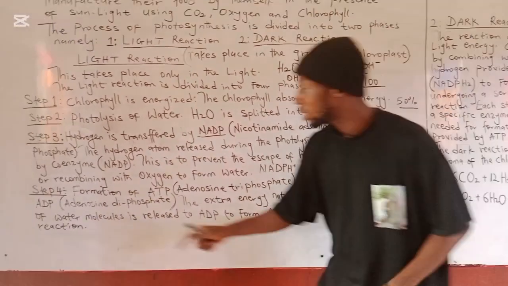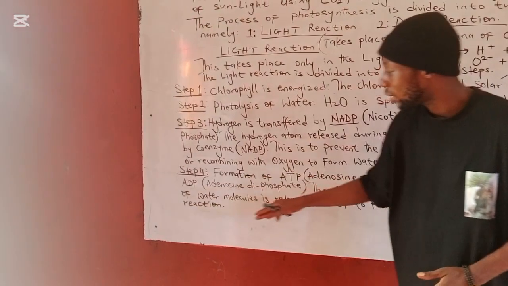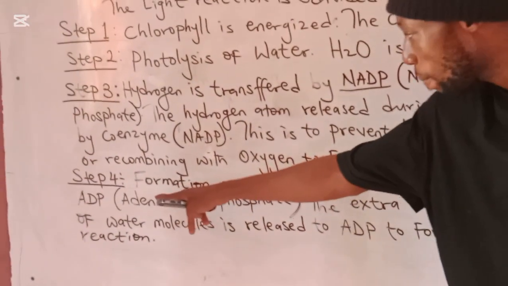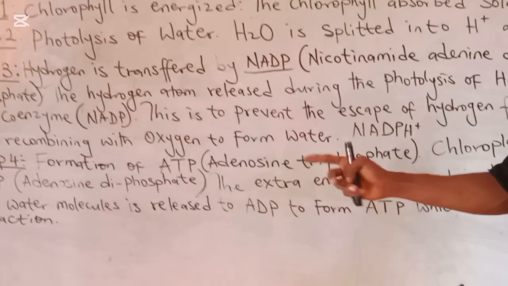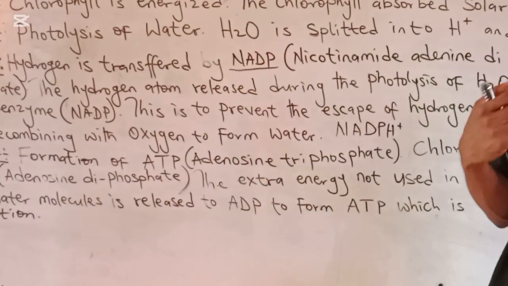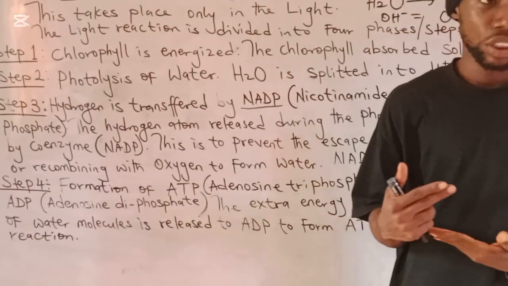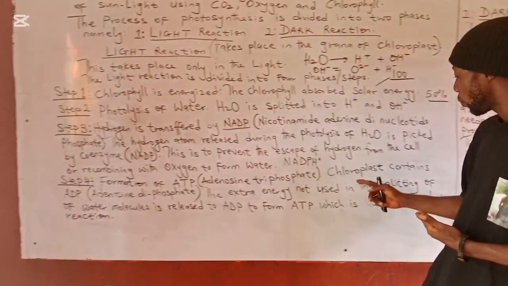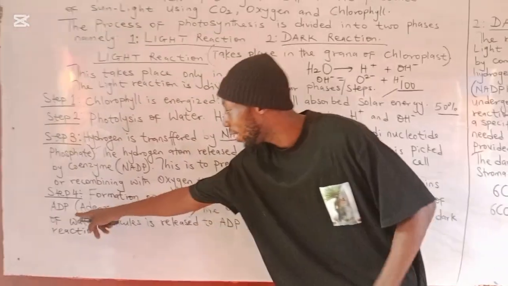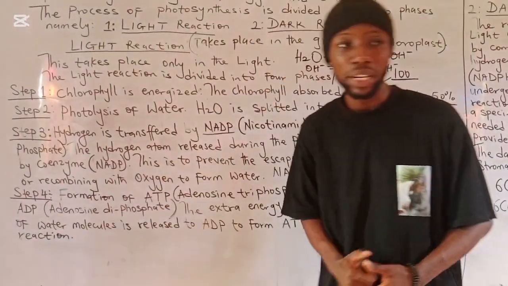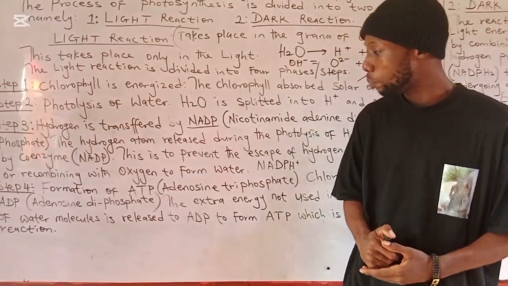Now the last step that occurs in the presence of sunlight, which is the light reaction, is the formation of ATP. ATP, as we know, means adenosine triphosphate, and this is a higher energy. The chlorophyll of the plant contains the lower energy, which is adenosine diphosphate, popularly known as ADP.